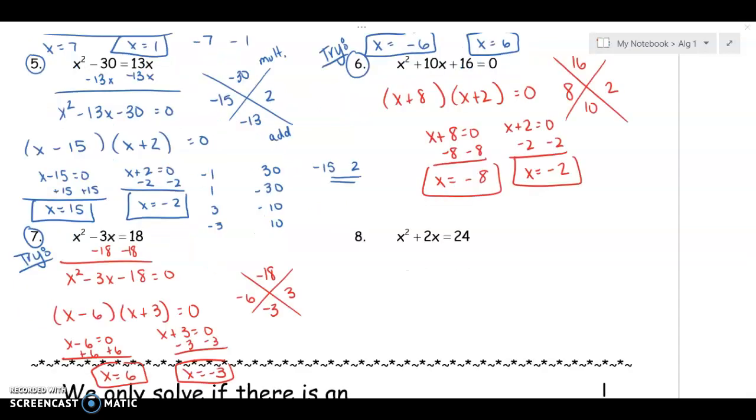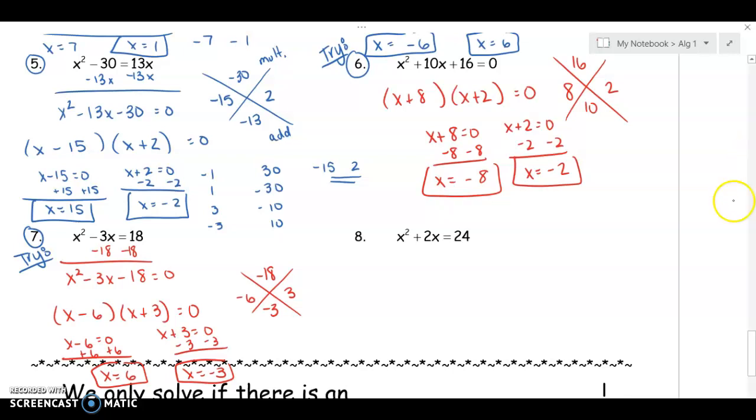For number 6, it's already equal to 0. Just go straight to factoring. It's got to multiply to be 16, add to be 10. Those two numbers are going to end up being 8 and 2. So you should have a parenthesis with x plus 8 and a parenthesis with x plus 2 equal to 0. You're going to set x plus 8 equal to 0. Solve, you get negative 8. And you're going to set x plus 2 equal to 0. Solve, and you get negative 2.